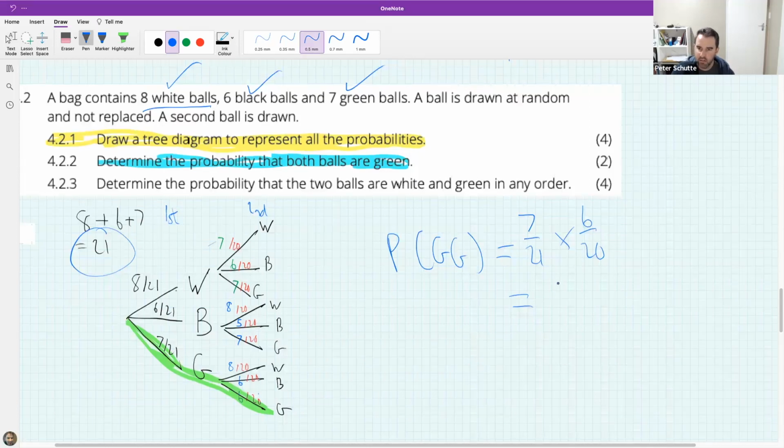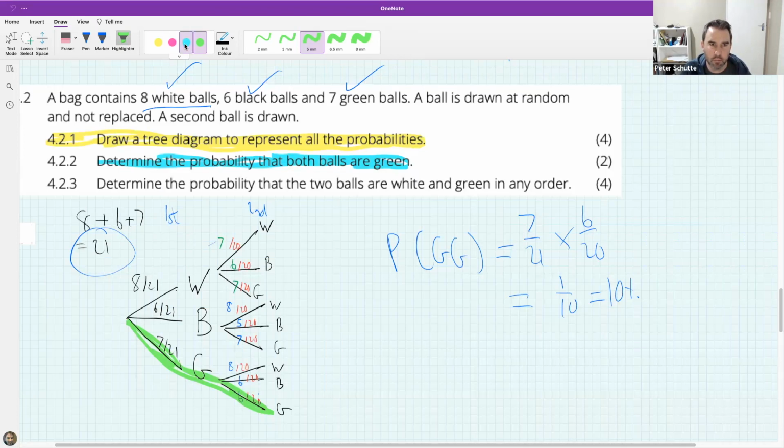We are going to get 1 out of 10, or a 10% chance. So there's a 10% chance that both balls will be green when we draw without replacing. Okay, so that's not too bad. Now, a little bit harder one.